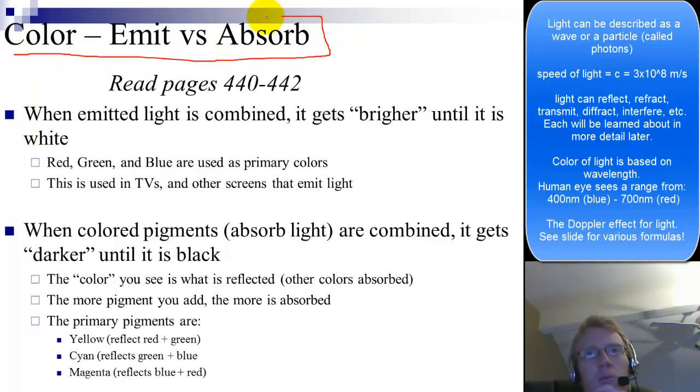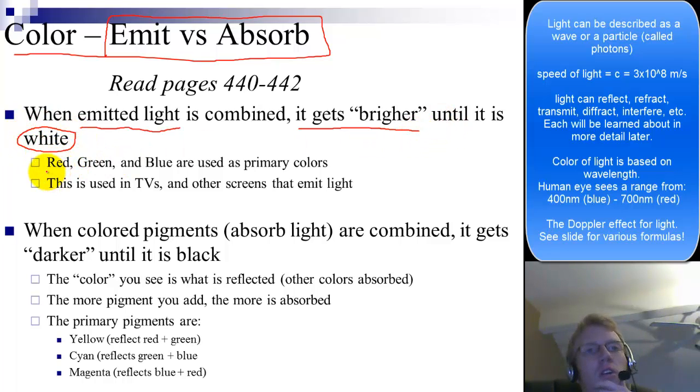Emission versus absorption of light. There's two ways that you can see color. One is if the light is being emitted, and different colors of light being emitted all combine together to lead to a new color. So when you combine multiple sources of emitted light, the light intensity gets brighter and brighter and brighter, and if you add enough different colors in the right combination, it'll eventually always become white.